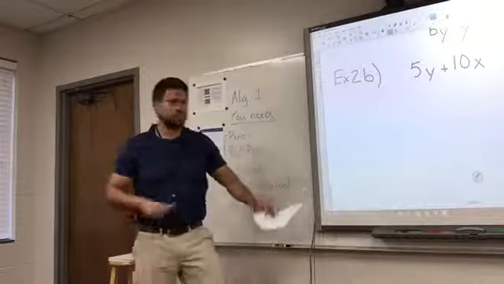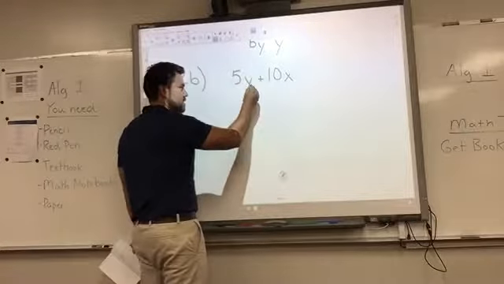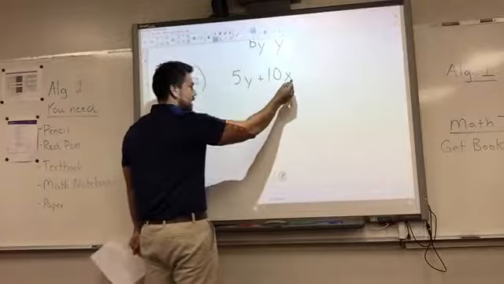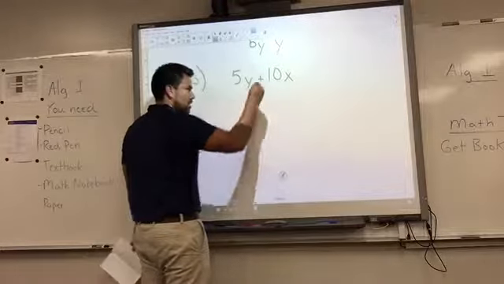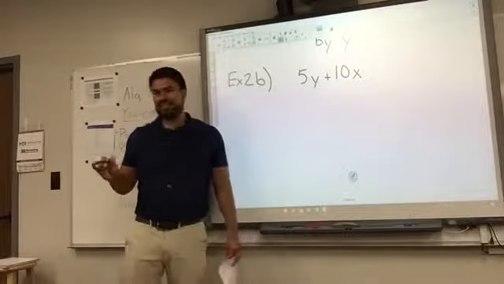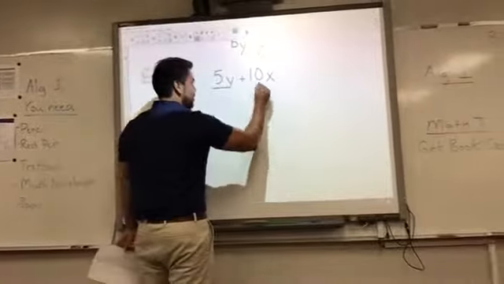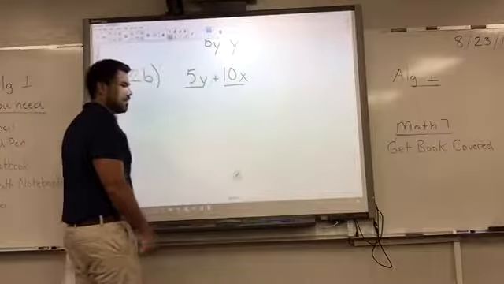Order of operations, what would you do first? You do 5 times y. What else would you do next? Or at the same time, 10 times x. And then what would you do? Add. So you're doing the addition last? Okay. That's okay. What you would do is this. You would find out what this is, find out what that is, and then add it together, correct?